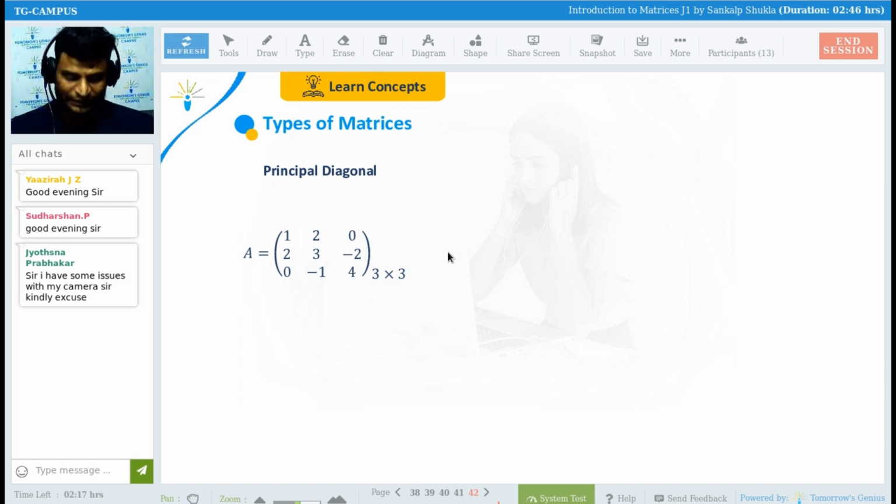Okay, principal diagonal. There is this term which is very important: principal diagonal of a matrix. So what do you mean by the principal diagonal of a matrix? Diagonals are like if I draw a line which is diagonal, it can be like this also, or it can be like this also, right? Like in a square also there are two diagonals, correct? So the elements that are on the diagonal are known as the principal diagonal.